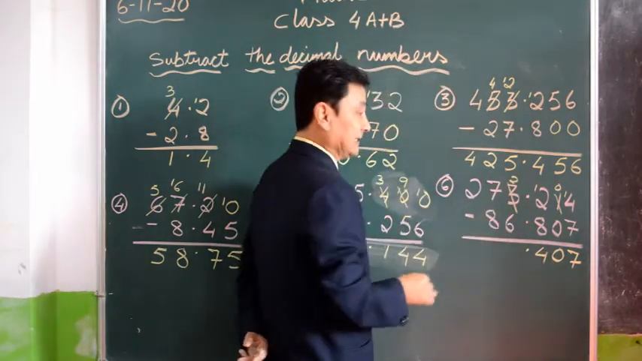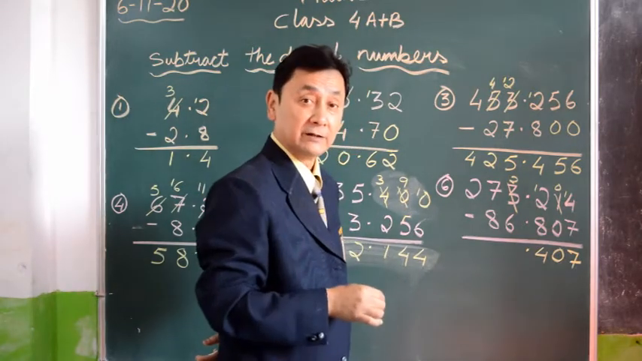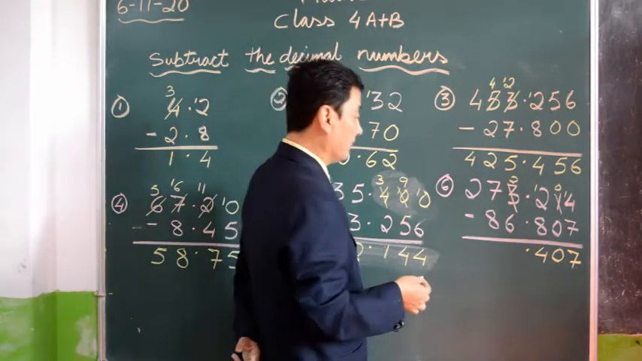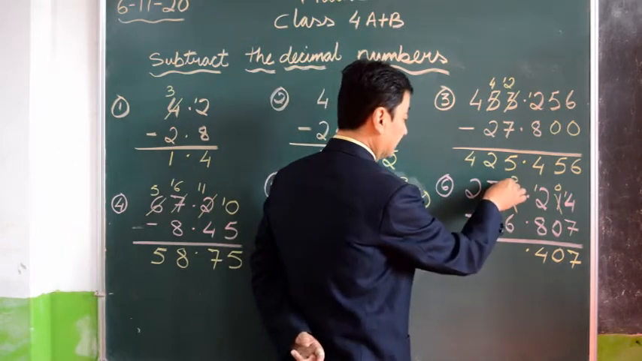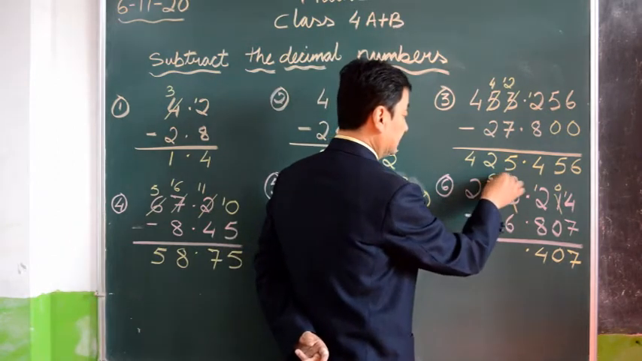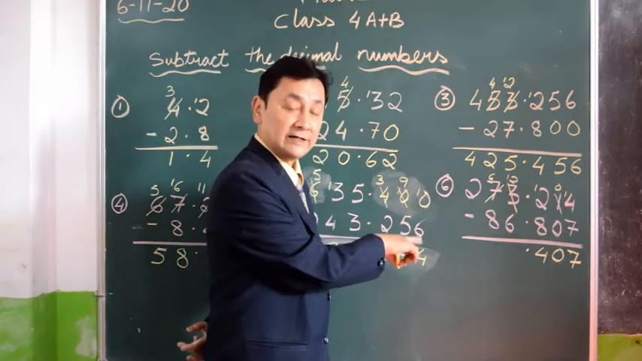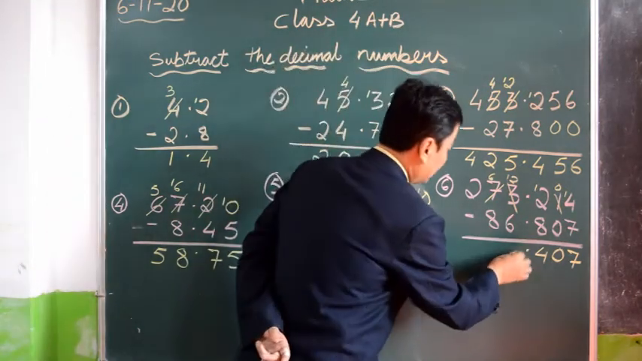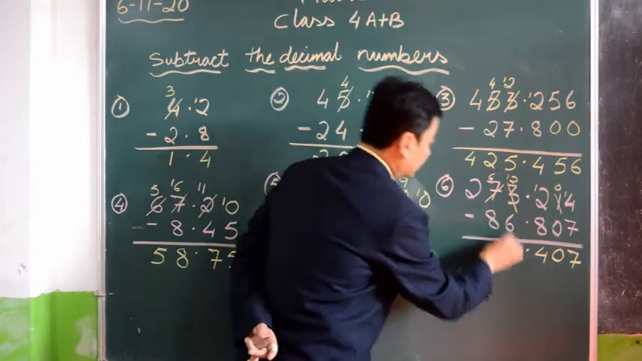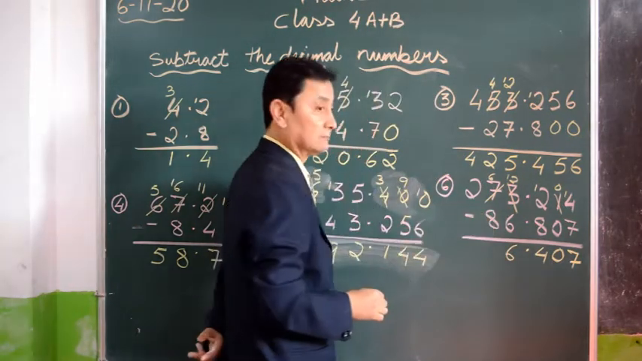2 minus 6. Can we subtract? What should we do? Borrow. Borrow from which number? 7. 7 becomes 6. 2 becomes 12. 12 minus 6. 6 is there. 7, 8, 9, 10, 11, 12. How much? 6.